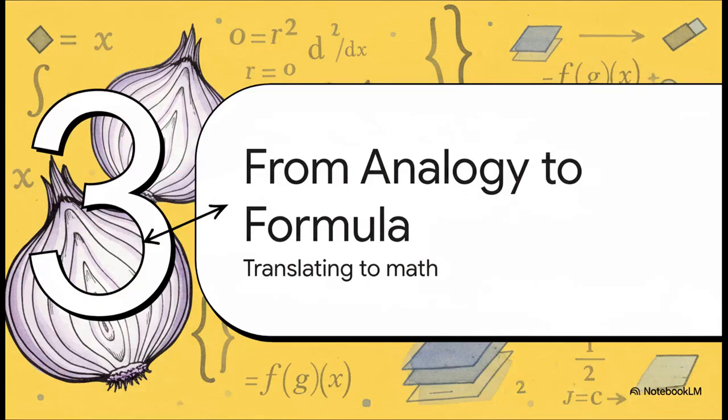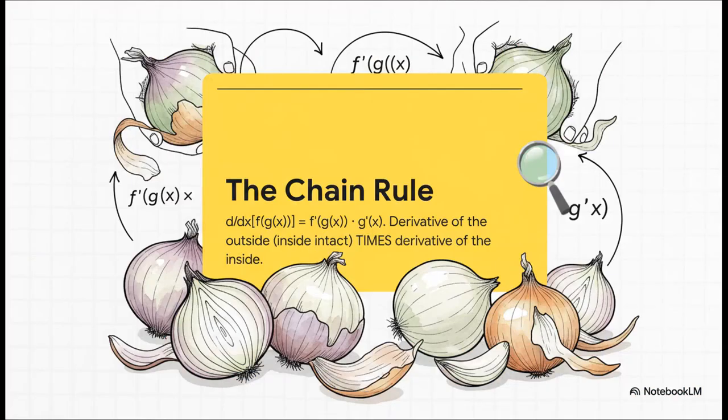Okay, so now that we've got the intuitive onion method down, let's see how this actually translates into the formal language of calculus. And here's the official chain rule formula. But look at it. It perfectly matches our analogy. That f prime of g of x part, that's just the derivative of the outer layer leaving the inside intact. And the g prime of x part, well, that's just times the derivative of the inner layer.